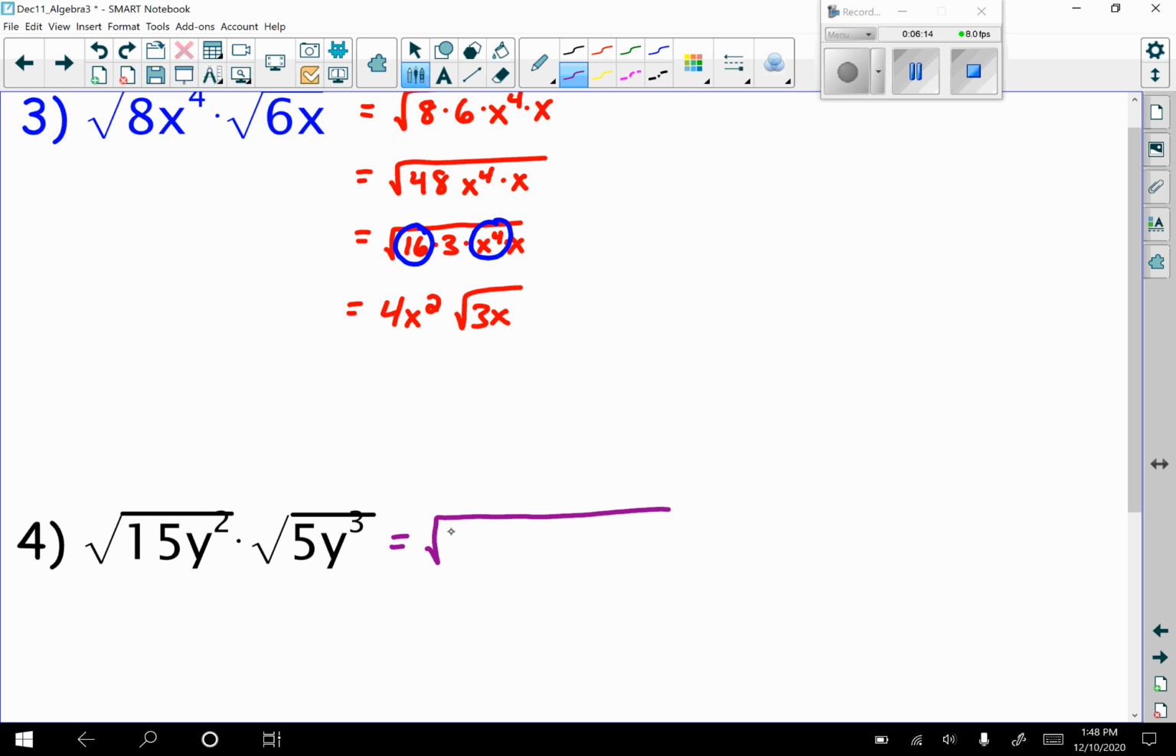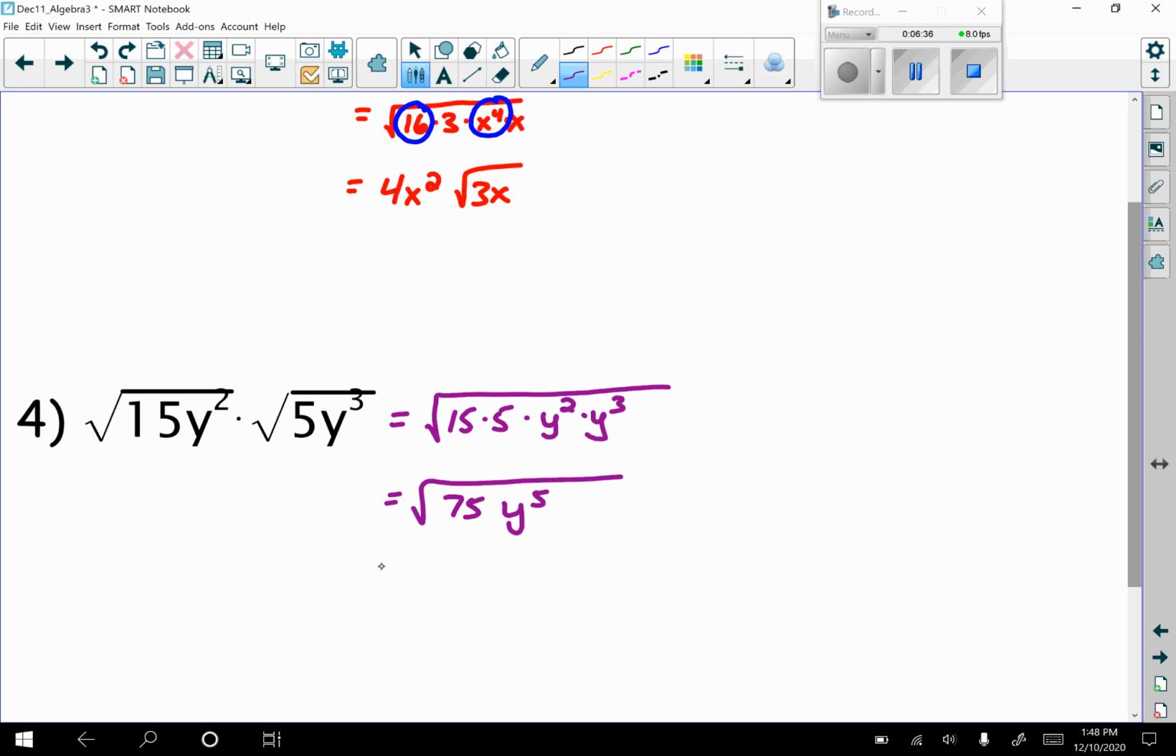But what we're going to do here is multiply, we'll say the 15 times 5 times y squared times y cubed. You don't have to show that step. I'm just showing you that we're putting everything underneath. So 15 times 5 is going to give us 75. And then here, I don't want to leave it like this, so I'm going to go ahead and put it back together as y to the fifth. And then I'll refactor this.